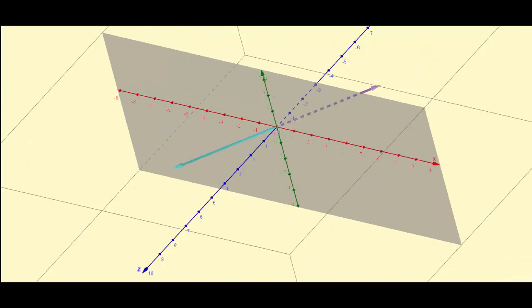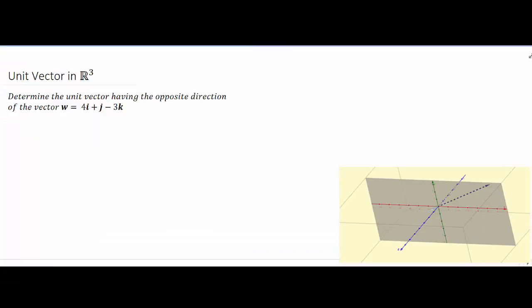Then I'll take that negative vector and scale it so that it's of length 1, and then I'll have found the vector I'm looking for. To perform the calculations, I need to determine what the negative vector w is. Negative w is the opposite of each of these terms, so negative 4i minus j plus 3k. If I have something of length 5 and I divide it by 5, then it becomes length 1. So I need to determine the length of negative w.